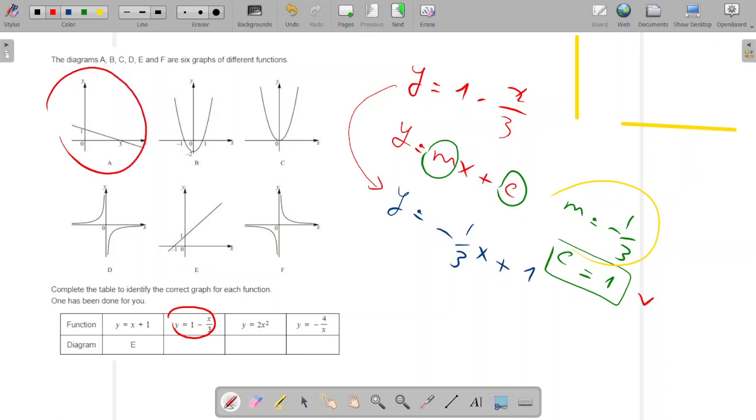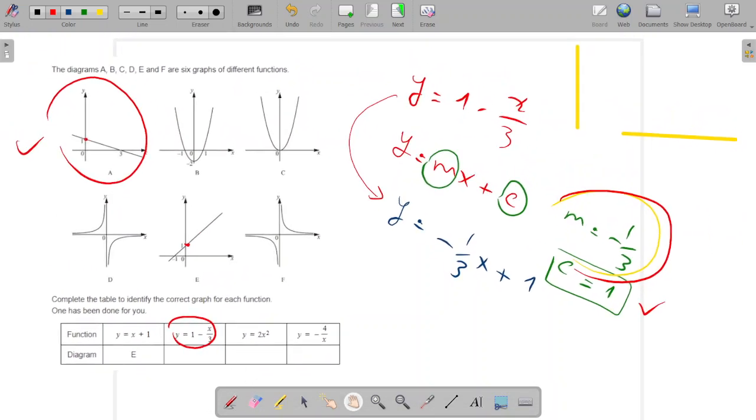Because I used the information that I can extract from interpreting the graph, that I have c equal to 1, while the negative gradient suggests that this is my shape. So from all that, I know that I should write the letter A here. So A is linked to this diagram. This is the first one.